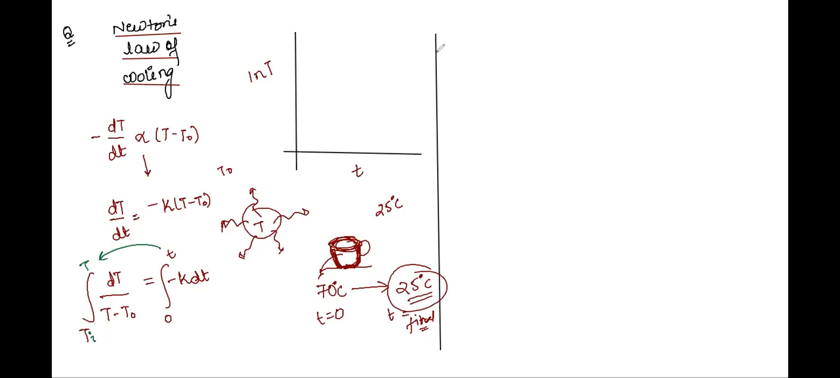So what are we going to do? Yes, Atul, can you tell me what should be the integral of 1 by T minus T naught? We can write it as T minus T naught to the power minus 1. Have a look, this is the ax plus b form. Integral of dx by ax plus b, how much is it? Log of ax plus b, whole by a.